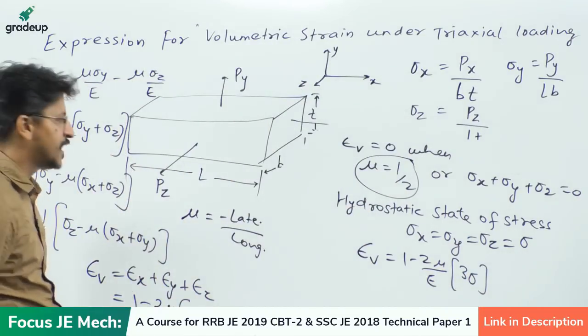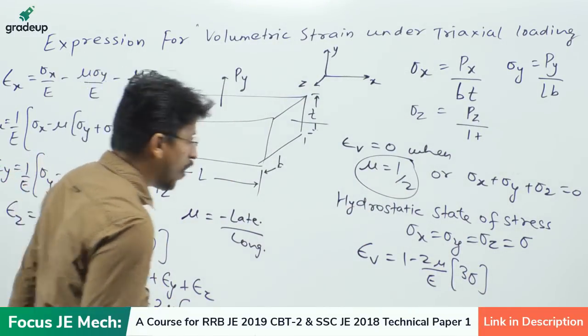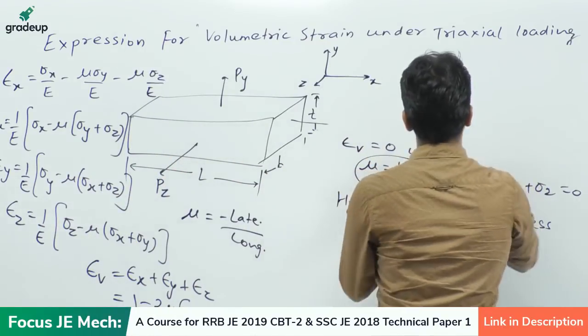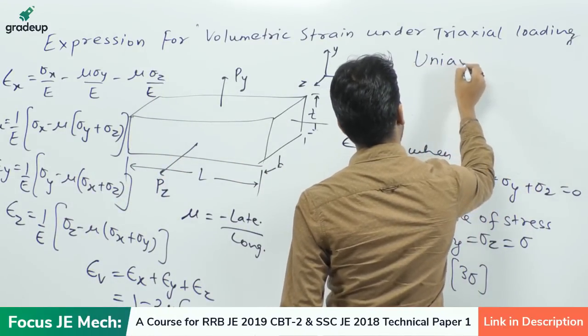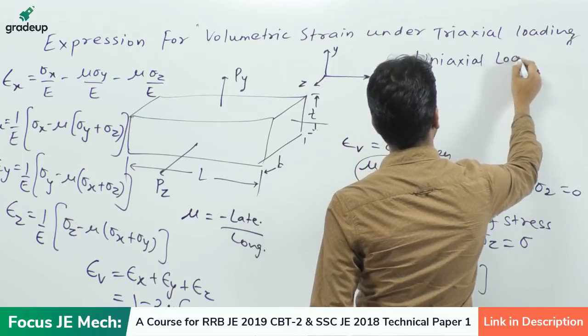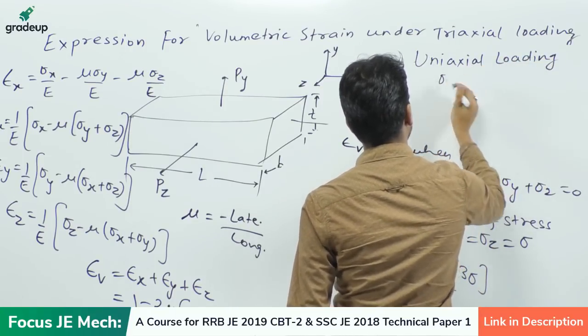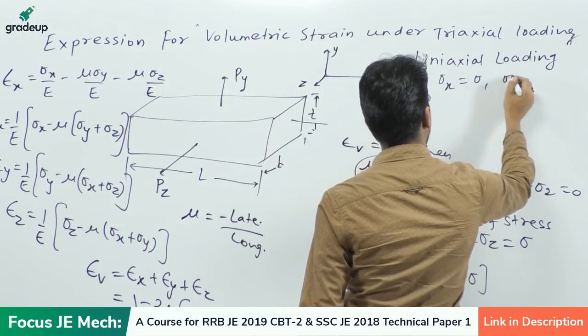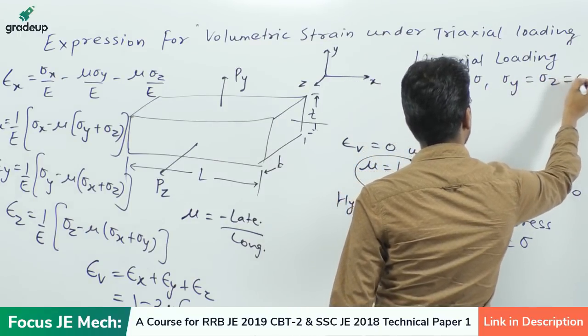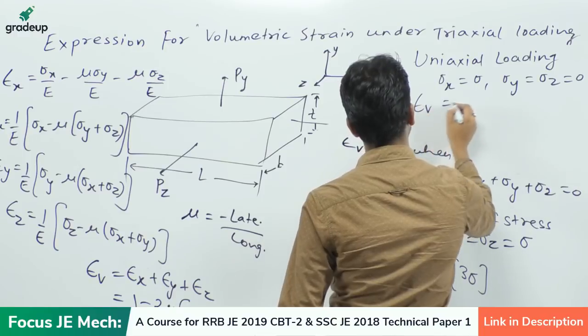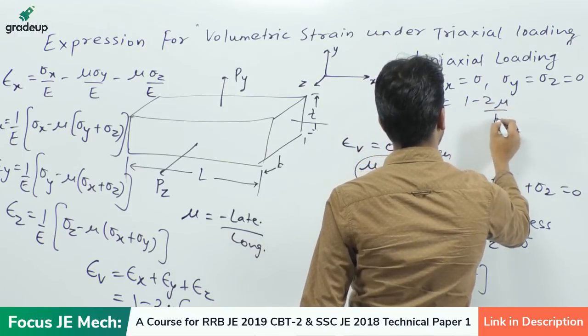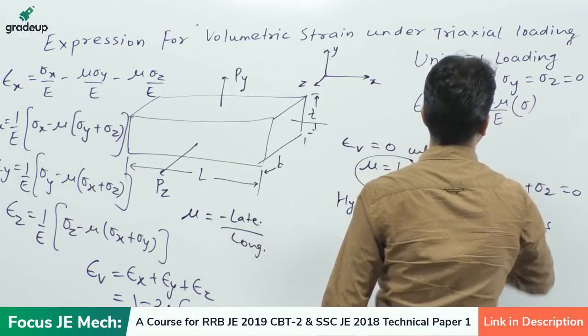And one more case is uniaxial loading. In uniaxial loading, sigma 1, or you can say sigma x, is equal to sigma, and sigma y equals sigma z equals 0. In that case, volumetric strain will be given by (1 minus 2 mu) by E into sigma.